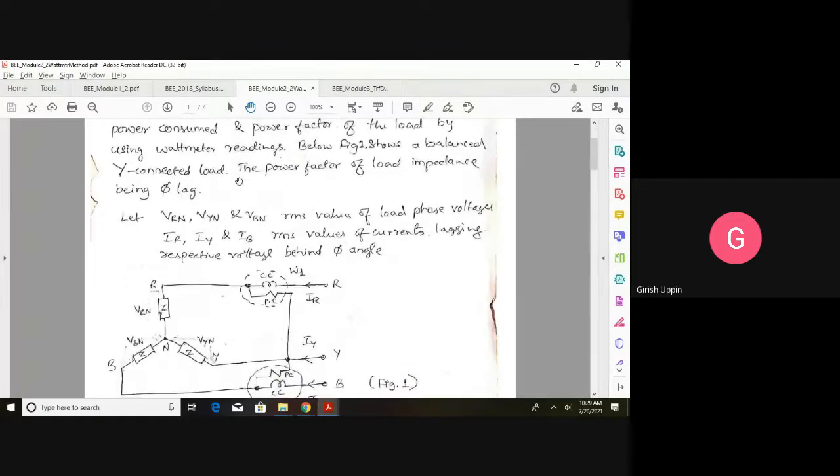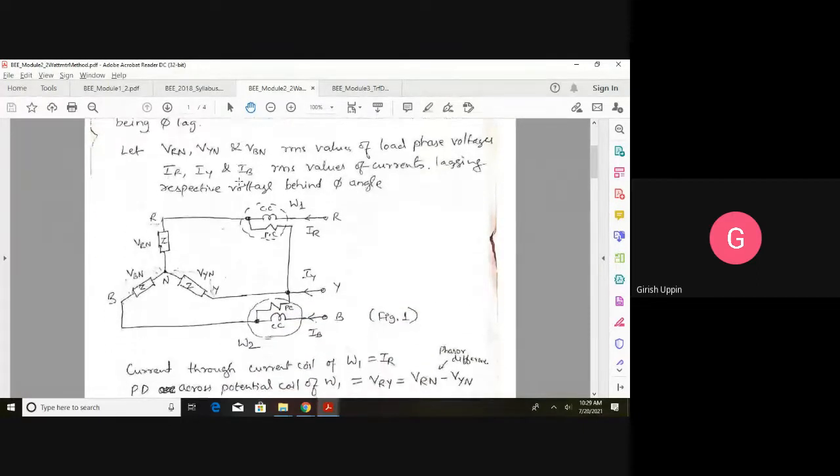So first we will understand the connection. This is the 3 phase load, connected in star, and we have connected 2 wattmeters, wattmeter 1 and wattmeter 2. The wattmeter has 2 coils, current coil and the potential coil. The current coil, if you see the connection, is in line with the R phase. It is in series with the R phase.